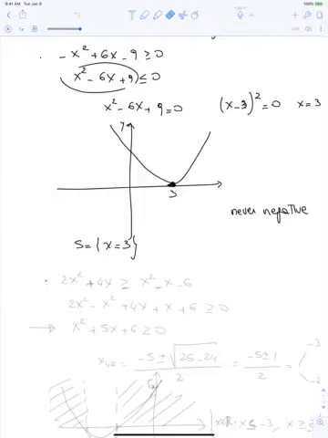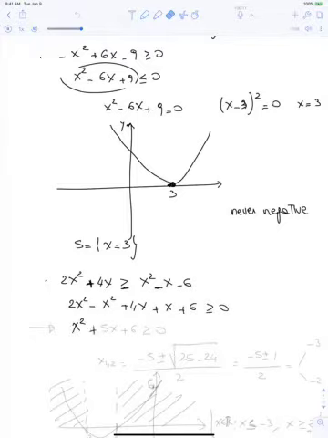Well, again, one more time. What happens if it's not written in the explicit form? Then you might have to do some math first. So here we have 2x squared plus 4x greater than or equal to x squared minus x minus 6. So we move everything to the left. We get 2x squared minus x squared plus 4x plus x plus 6 greater than or equal to 0, so x squared plus 5x plus 6 greater than or equal to 0.